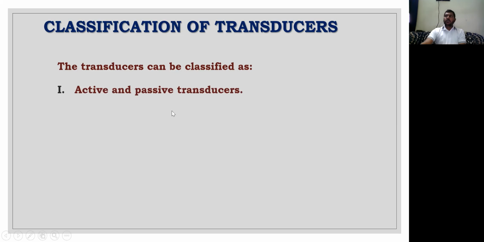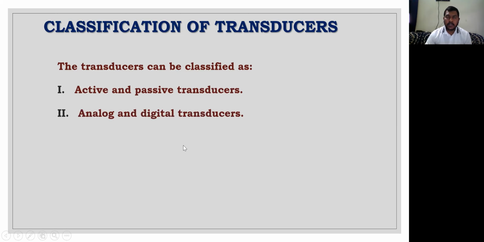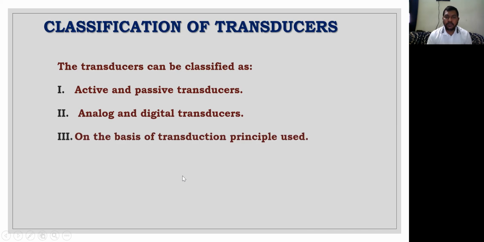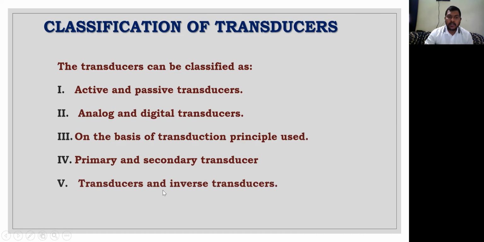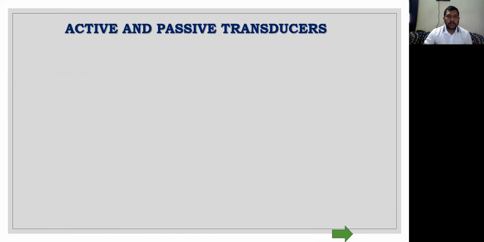So the transducers are classified as active and passive devices. We will study this. Analog and digital transducers. Then on the basis of transduction principle, we can use primary and secondary transducers. Then transducers and inverse transducers. We'll study this here. Right. So active and passive. What are active and passive devices?